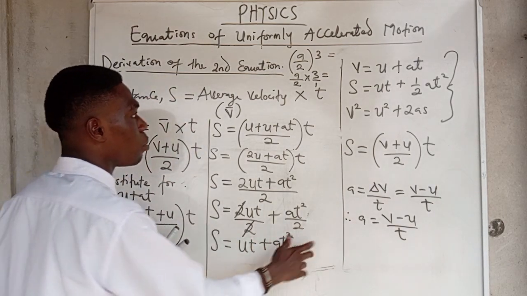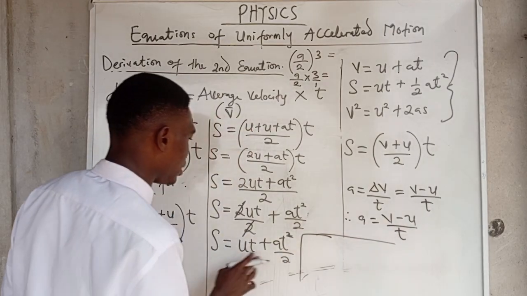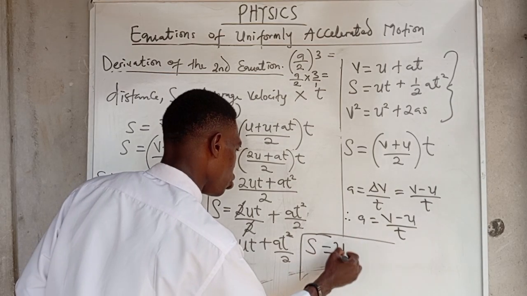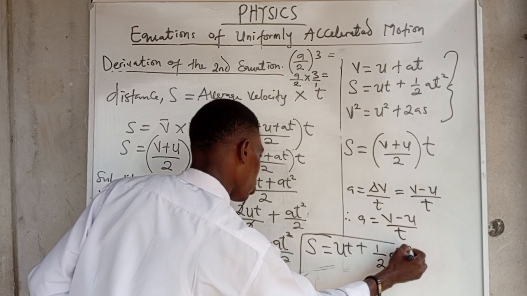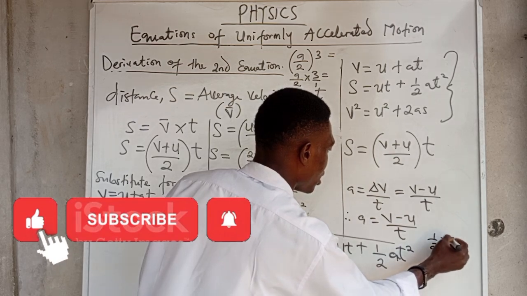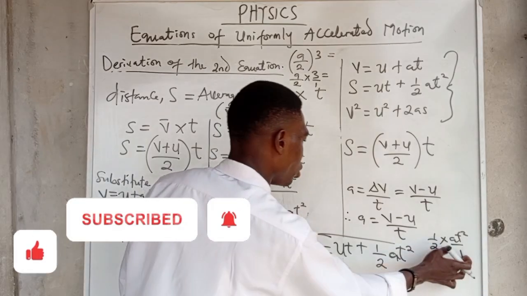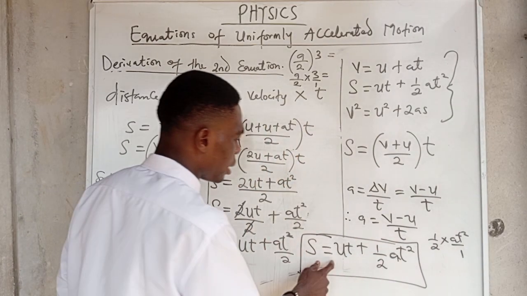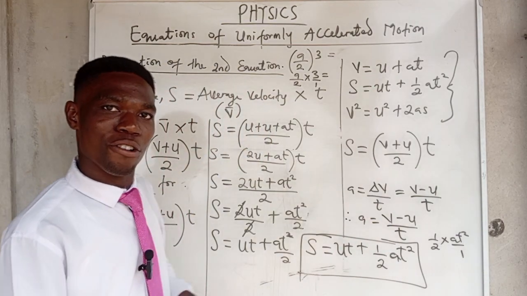Because I'm trying to have this formula look like this, I can now write at squared over 2 as half at squared. So I have that s now is equal to ut plus half at squared, because half at squared is the same thing as half times at squared, and half times at squared coming over 1 gives us at squared, because 1 times at squared gives us at squared. 2 times 1 is still 2, and so this is now the formula that we actually need. s is equal to ut plus half at squared. We have derived the second equation of motion.